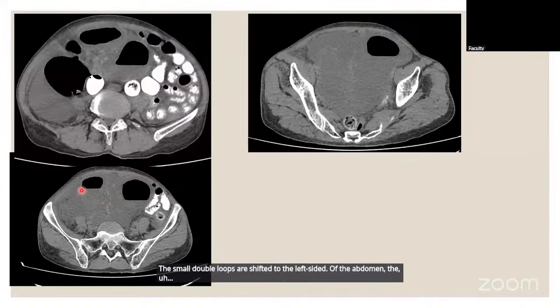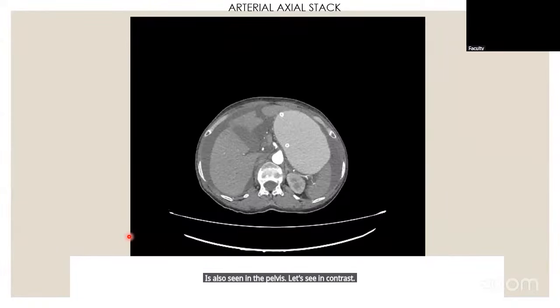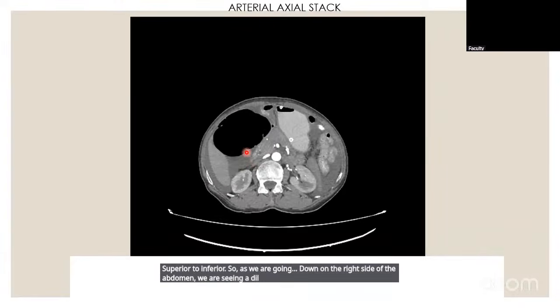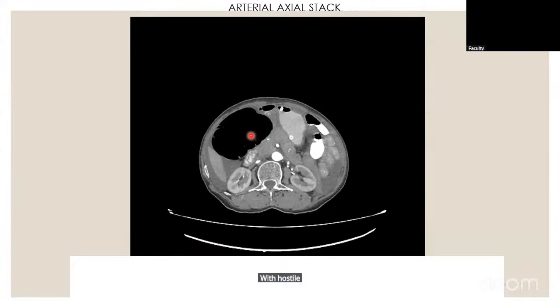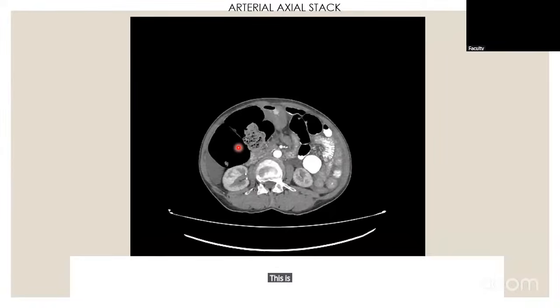The dilated air fluid level is also seen in the pelvis. Let's see in contrast, a stack of images from superior to inferior. As we are going down on the right side of the abdomen, we are seeing a dilated bowel loop with haustral pattern suggesting this is a colonic loop. This is humongously dilated. Fecal matter.